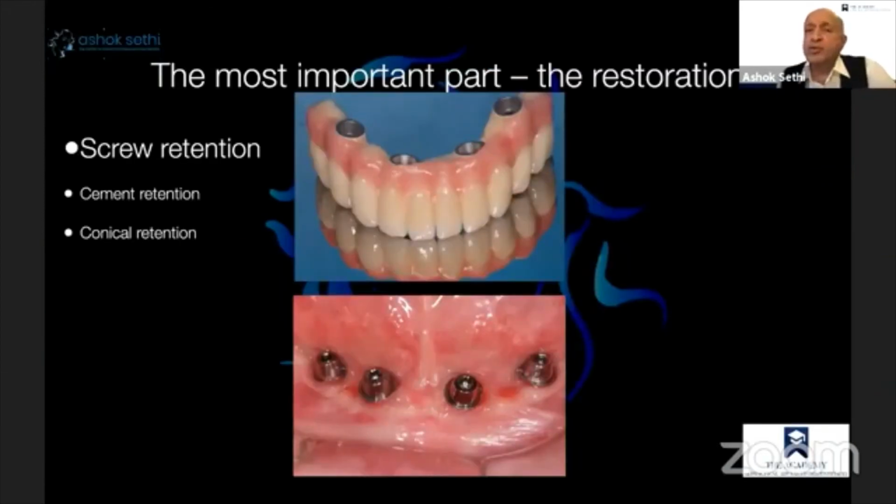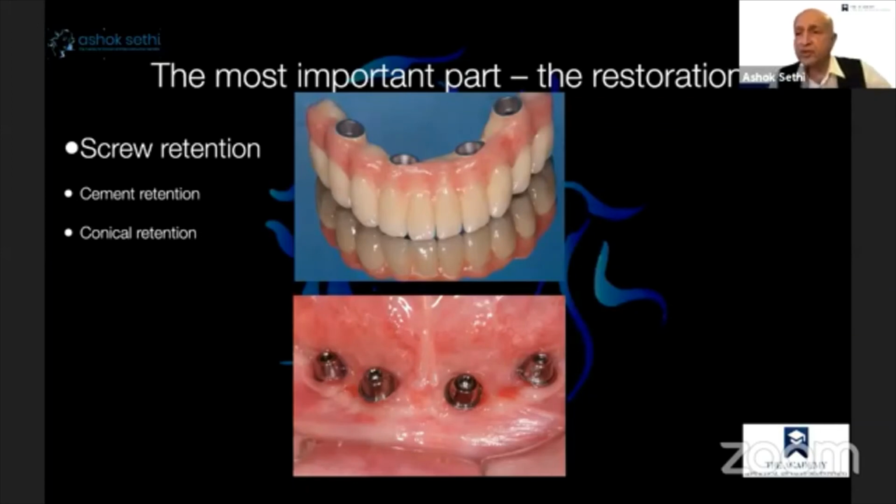The most important part of the treatment is the restorative treatment. Cement retained restorations are very straightforward. They are very convenient. Our technicians know what we're doing. We know what we're doing. We just take a standard impression of an abutment as we do for a tooth, and we make a tooth and we cement it into place, making sure that there's no excess cement. And so we can do that very easily.